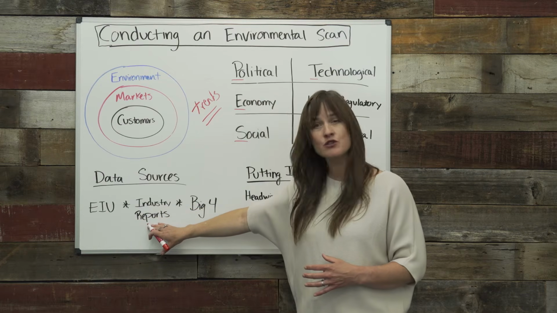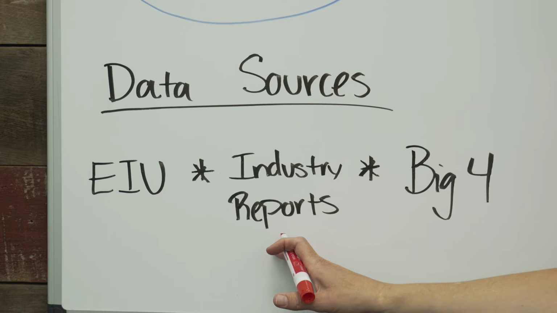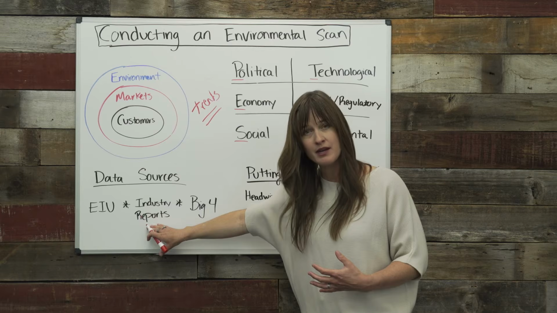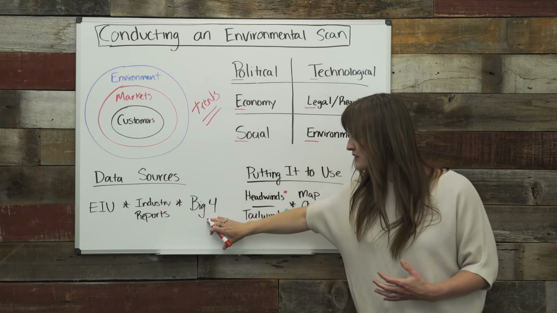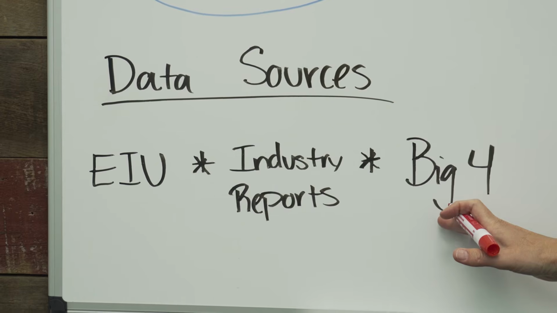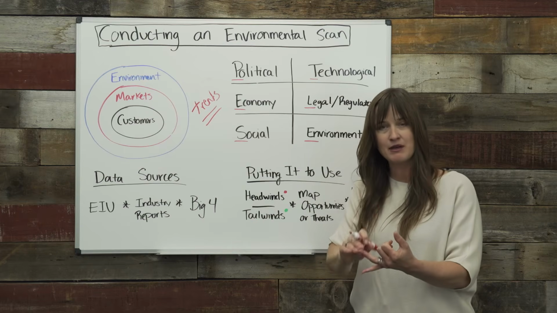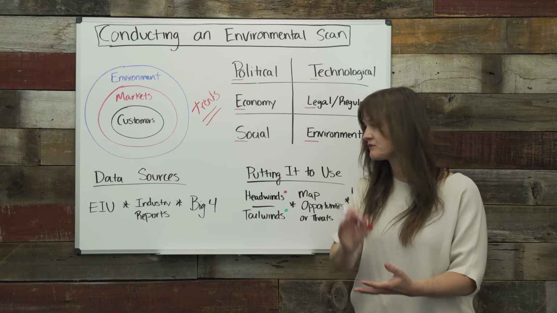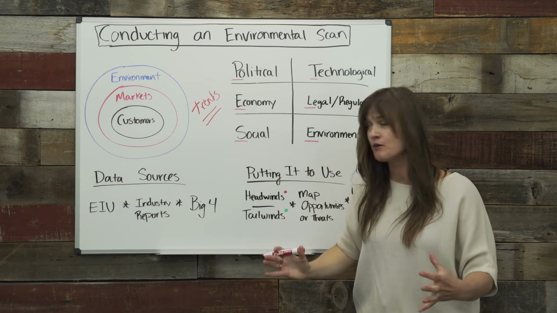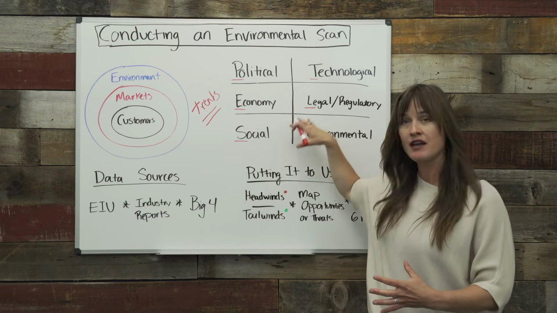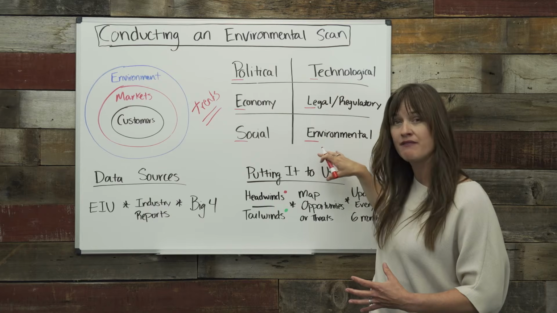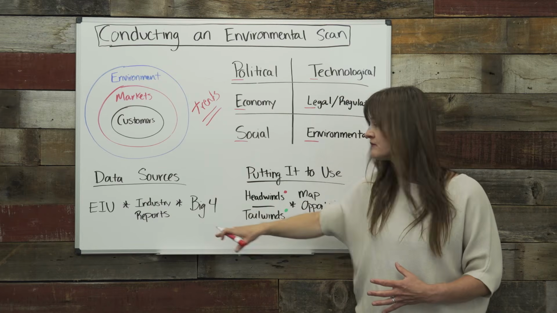A second great data source are industry reports. So you might have an industry that's really well consolidated or great industry associations. There's always great data there. And last but not least, the Big 4, and I mean the Big 4 consulting agencies, Bain, McKinsey, Accenture. All of those have awesome data and data reports, specifically in the areas normally in technology, regulatory, and environmental. So make sure to check those out.